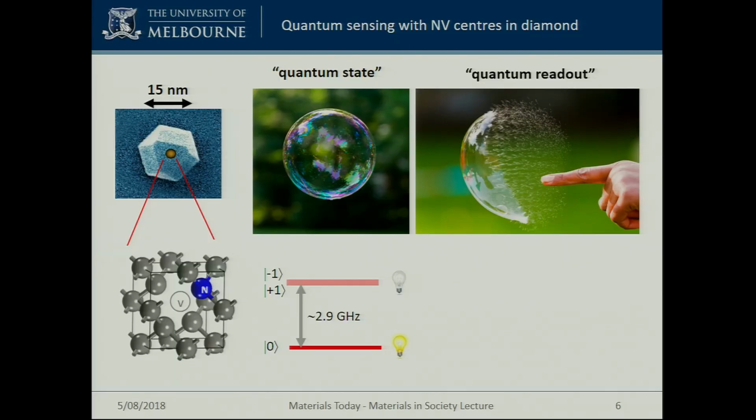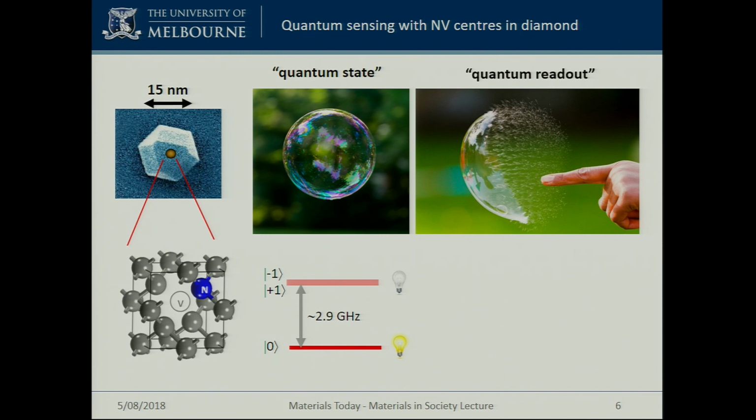We can read out the quantum state just by looking at the light that we're getting back. So the red fluorescence that comes back, if it's strong, we know it's in the ms equals 0 state. If it's weak, we know it's in the plus or the minus 1 state. So we also have an optical readout of this sensor as well.